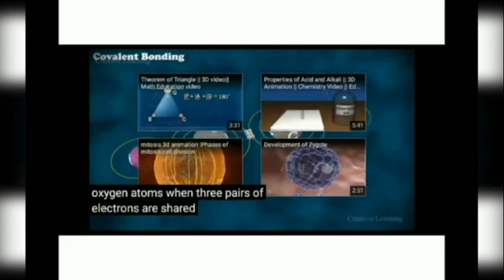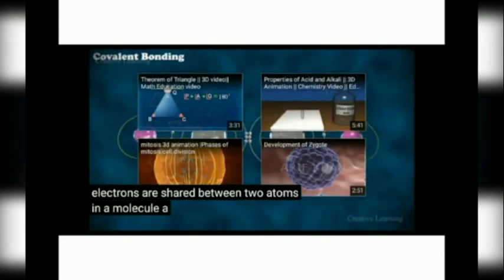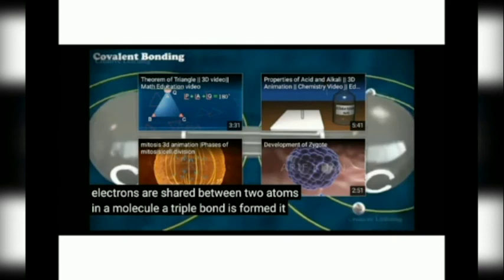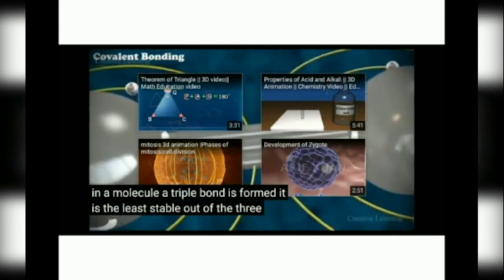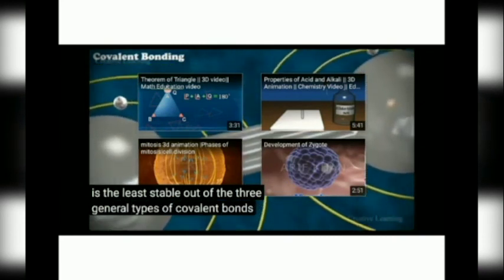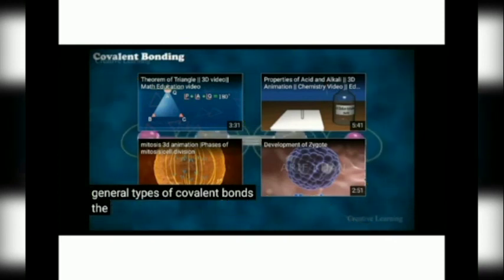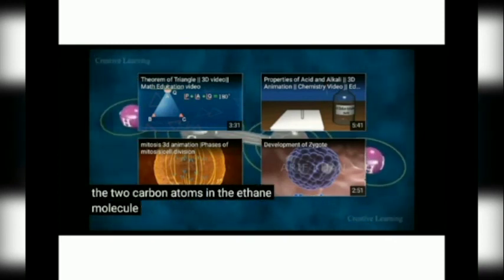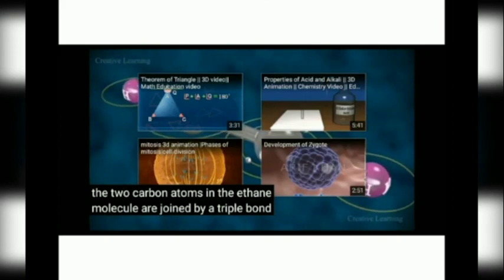When three pairs of electrons are shared between two atoms in a molecule, a triple bond is formed. It is the least stable out of the three general types of covalent bonds. The two carbon atoms in the ethane molecule are joined by a triple bond.